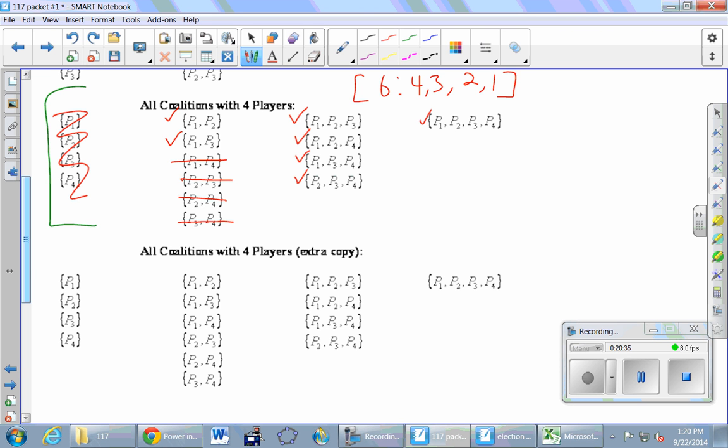Okay, so how about instead of doing this as an entire class, you work in your groups right now. See if you can circle or rewrite someplace the critical players in each one of these coalitions. And I'll walk around and help out. We'll get the numbers up here so we can check our answers in a minute. But work with your table mates. See if you can find out which players, if any, are critical in each of those 7 winning coalitions.